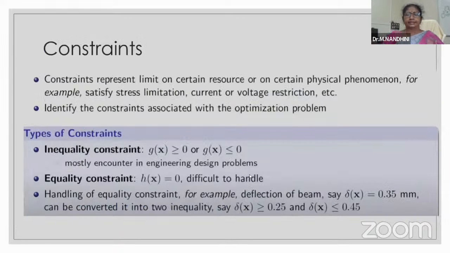Okay, then constraints. Constraints are nothing but limiting factors, that is, the search space is being limited by the constraint. Here two types of constraints are there, that is inequality constraint and equality constraint. You know inequality: less than or equal to, greater than or equal to, like so it may be, and equality you know.